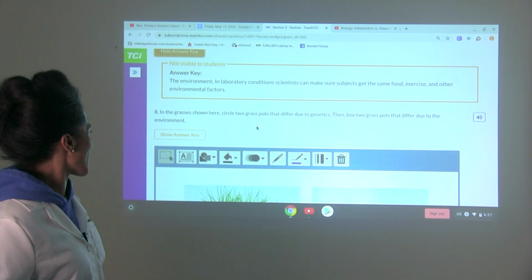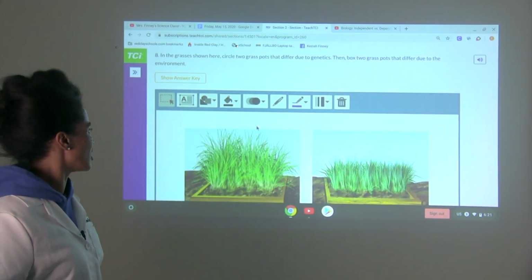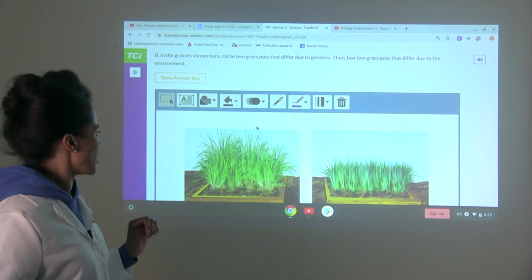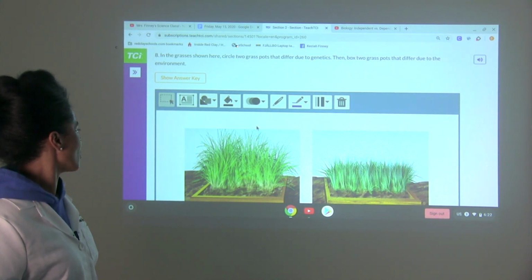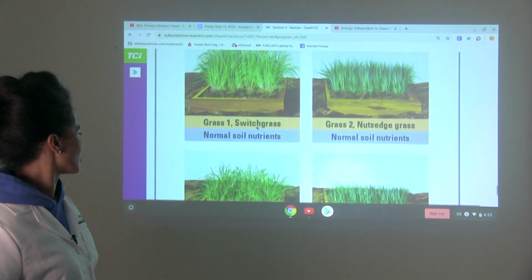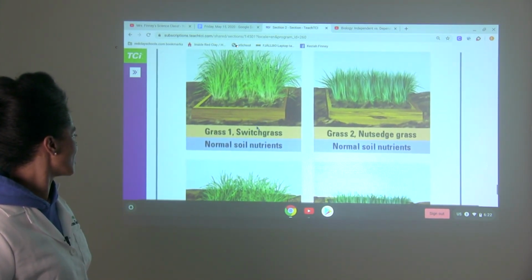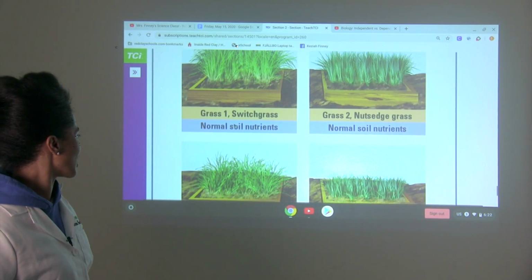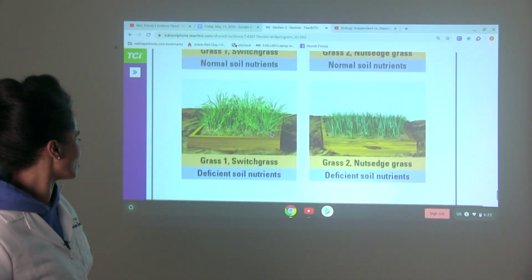Number 8, in the grasses shown here, circle 2 grass pots that differ due to genetics. Then, box 2 grass pots that differ due to the environment. All right, let's take a look. Grass 1, switchgrass, normal soil nutrients. Grass 2, nutsedge grass, normal soil nutrients. All right, here we go.